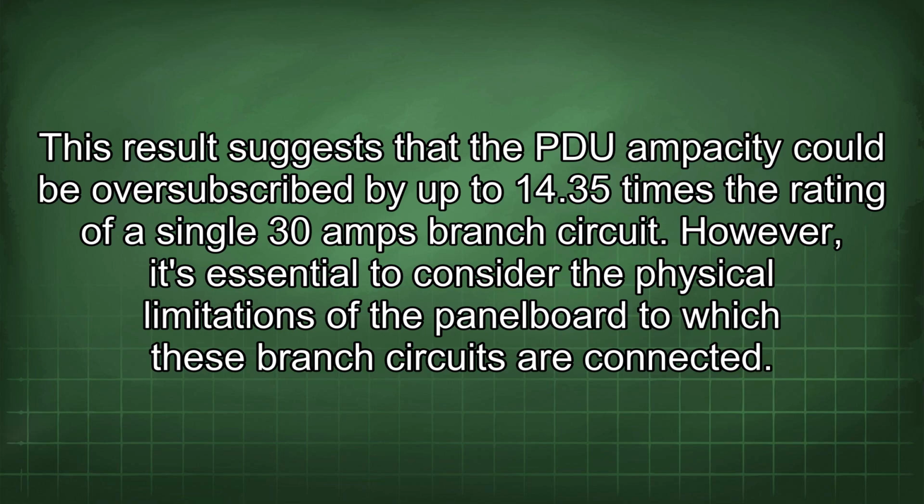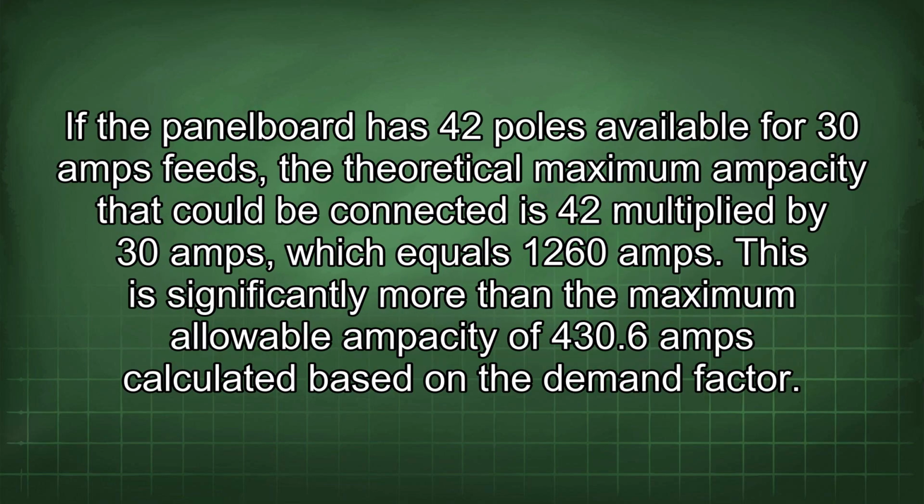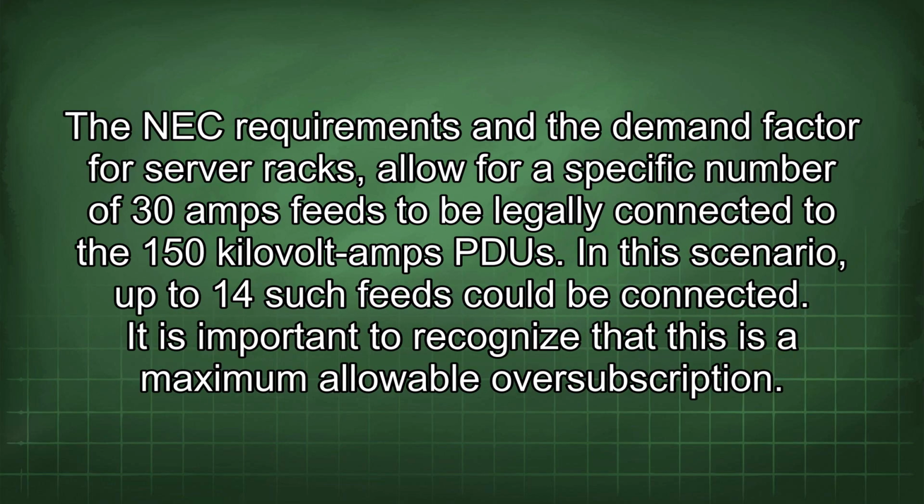However, it's essential to consider the physical limitations of the panel board to which these branch circuits are connected. If the panel board has 42 poles available for 30 amps feeds, the theoretical maximum ampacity that could be connected is 42 multiplied by 30 amps, which equals 1260 amps. This is significantly more than the maximum allowable ampacity of 430.6 amps calculated based on the demand factor. The NEC requirements and the demand factor for server racks allow for a specific number of 30 amps feeds to be legally connected to the 150 kilovolt-amps PDU. In this scenario, up to 14 such feeds could be connected.